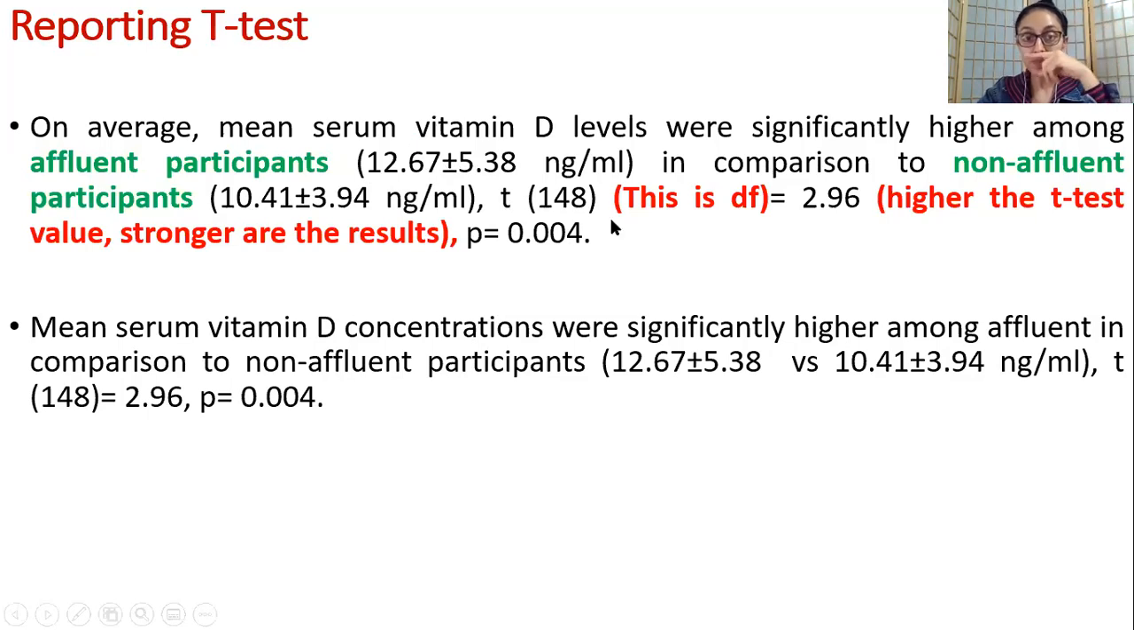And in the bracket, what you have is called the degrees of freedom. What exactly is degrees of freedom? All of that is part of the quantitative unit, so I won't go into the details because you will sleep otherwise. This is just for your FYI: the number in the bracket is called degrees of freedom, and this over here, equal to 2.96, is called the T value.